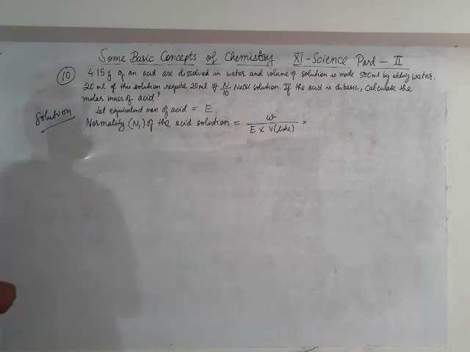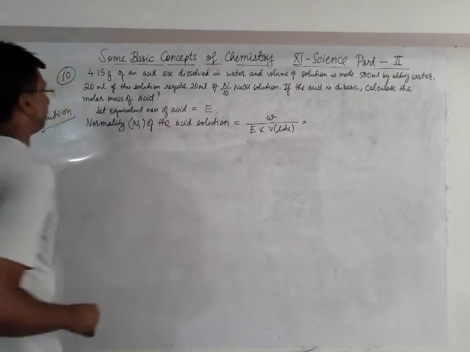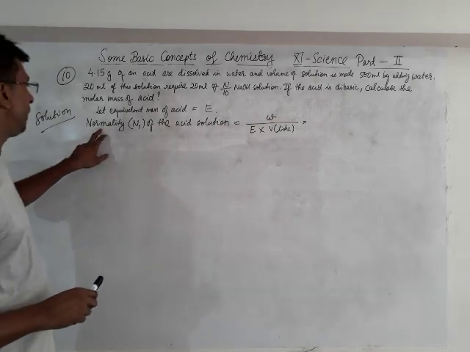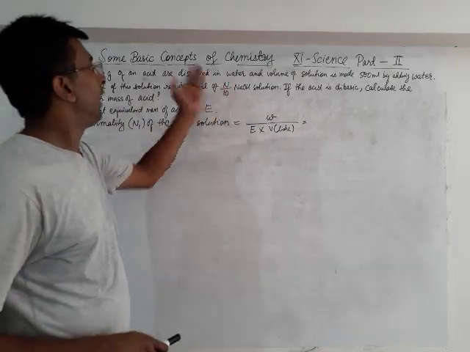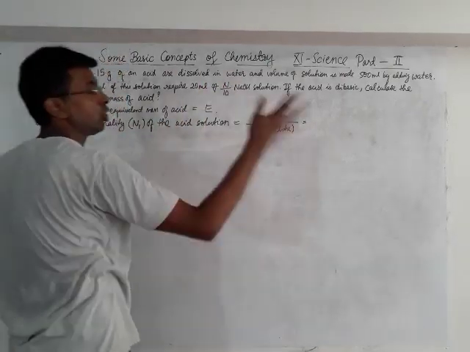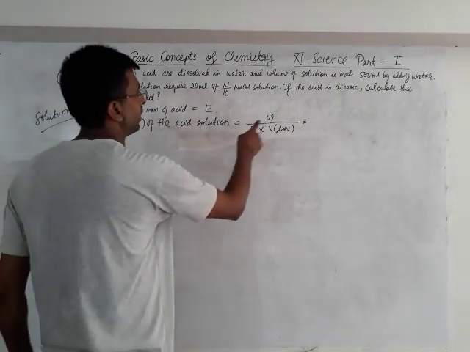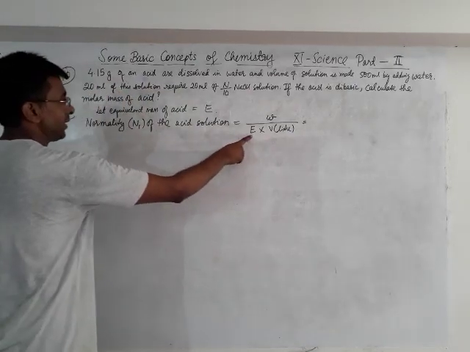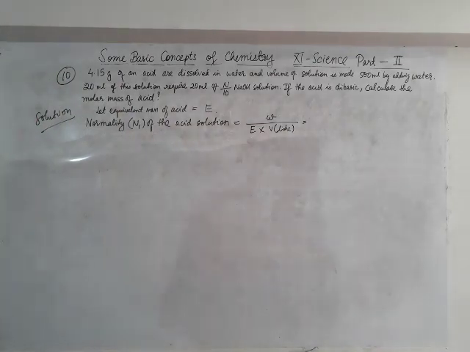Now the solution part. Let the equivalent mass of the unknown acid be capital E. Now from the formula of normality of any substance, let the normality of the acidic solution be N1. The normality of the base, let it be N2. N by 10 means 0.1 N. So normality N1 of the acid solution, the formula is W, the mass of the acid, divided by E, equivalent mass of the acid, into V, the volume in liters. So this is the formula. Now put the values which are given in the question.